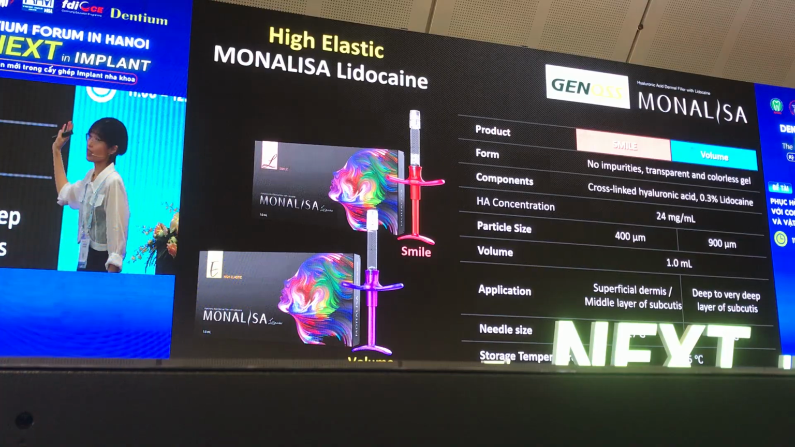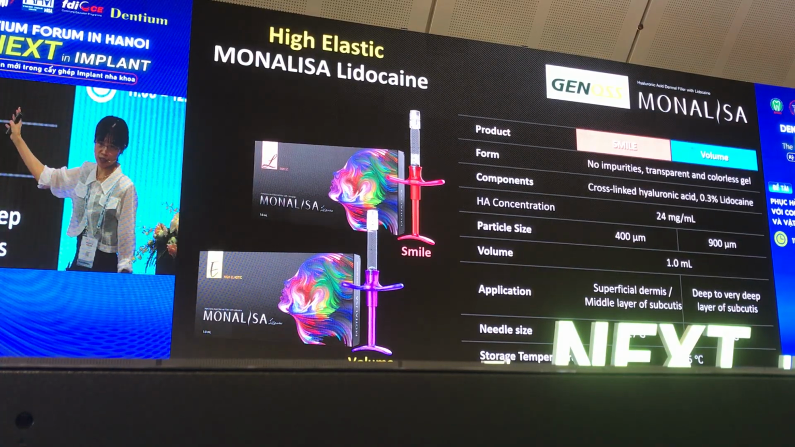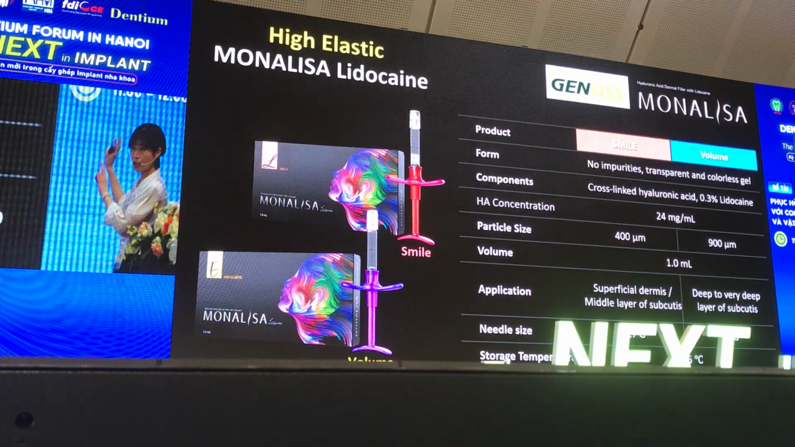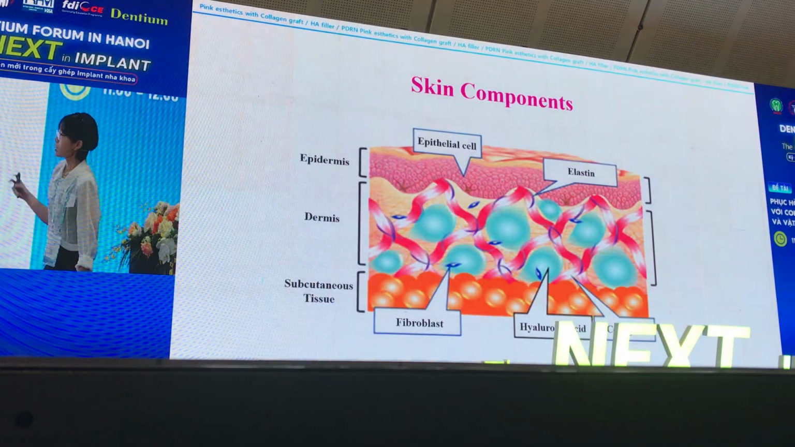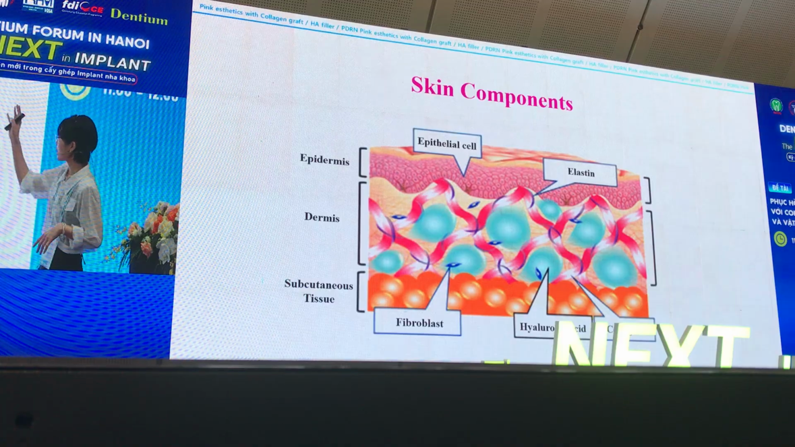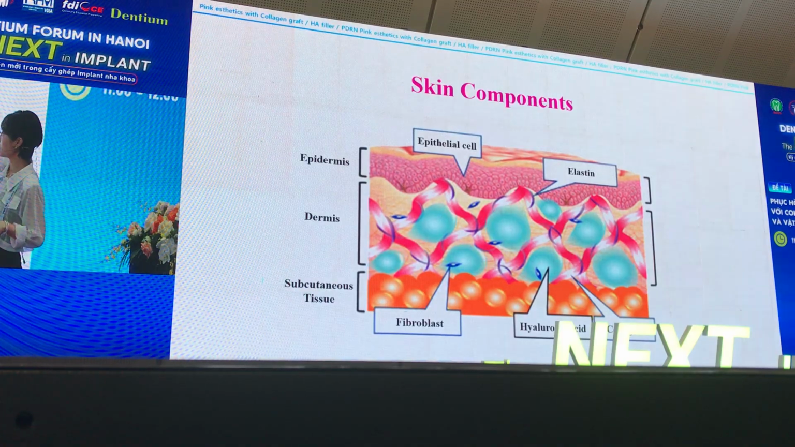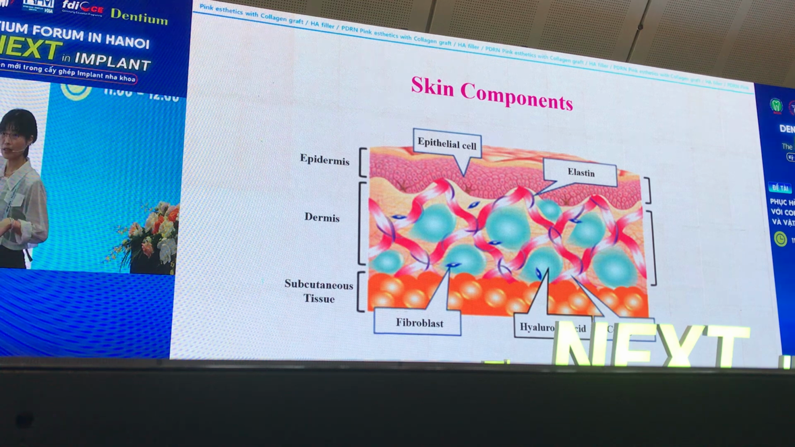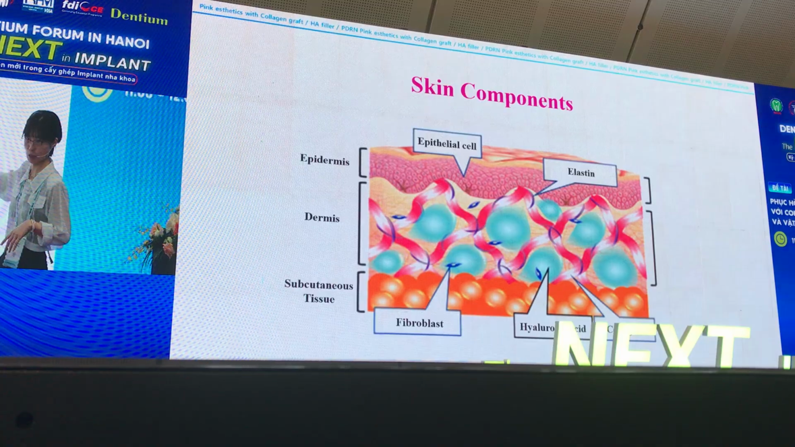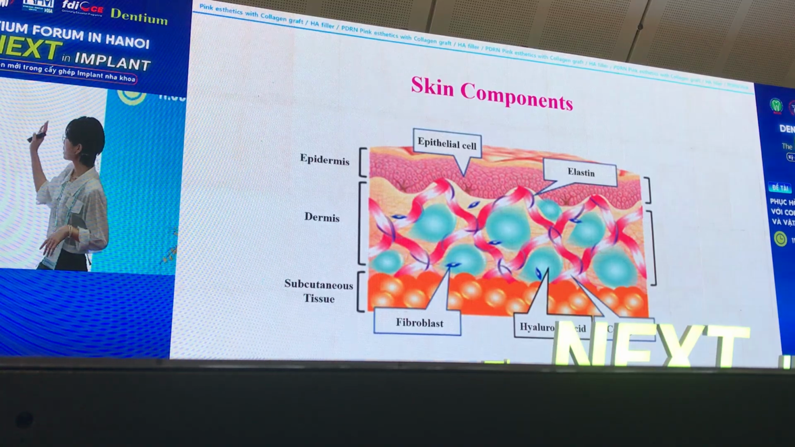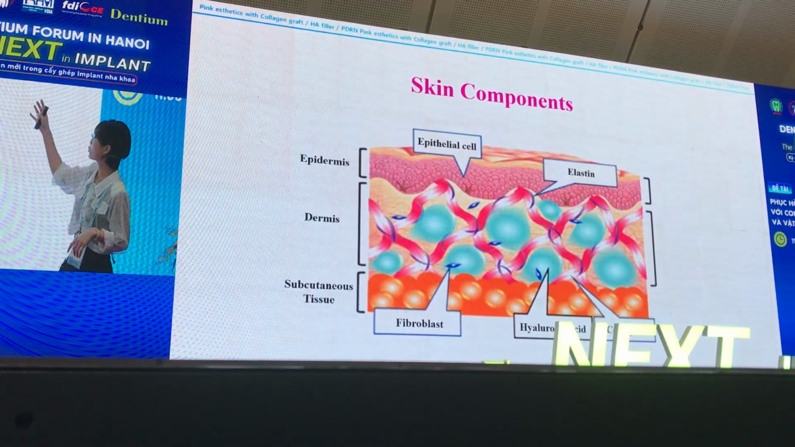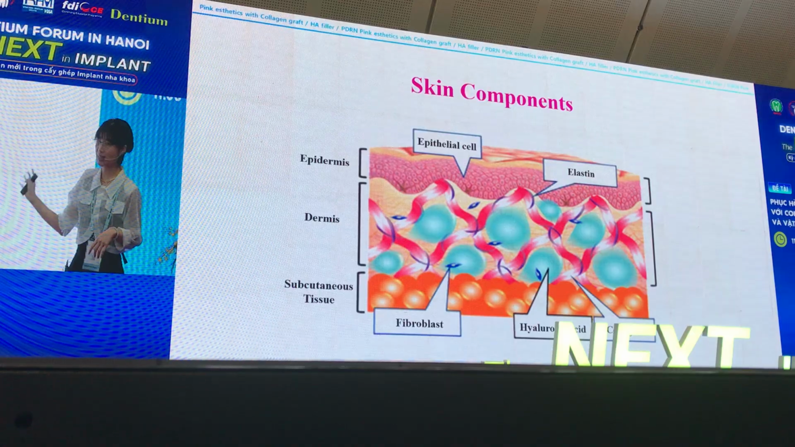So it is very easy. The smile is a soft filler and the volume is a hard filler. So there are two types. And let's look at the skin component from the base. The skin is composed of epidermis and dermis. And underneath the skin is the subcutaneous tissue, that is usually plastic tissues. And this skin contains extracellular matrix that is usually the elastin, hyaluronic acid and collagen.